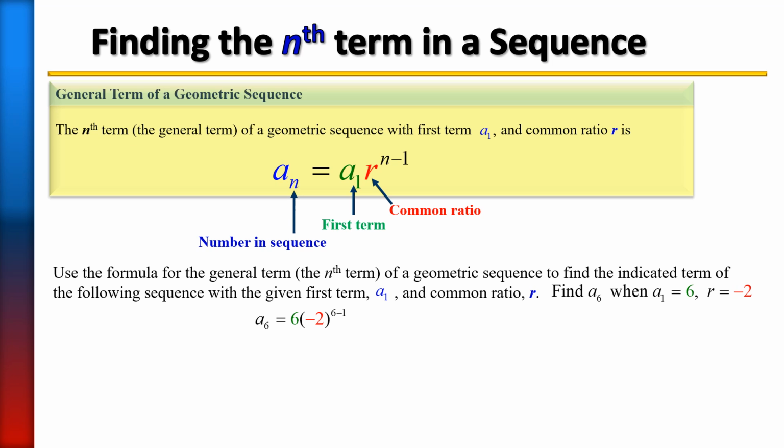So order of operation, we're going to start with the exponent here, which is 5, because 6 take away 1 is 5. And negative 2 raised to the fifth power equals negative 32. That's the same thing as multiplying negative 2 five times, and it's going to give you negative 32. And then you're going to multiply negative 32 with positive 6 to give you your sixth term of negative 192.